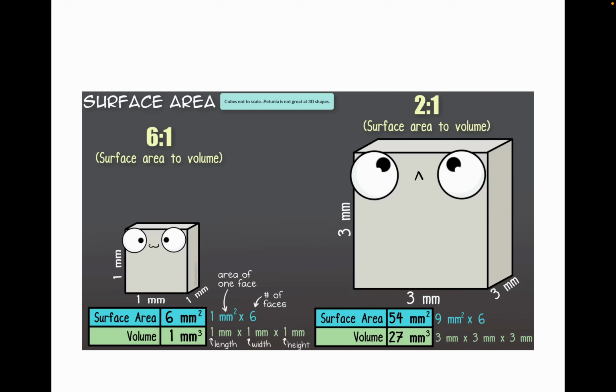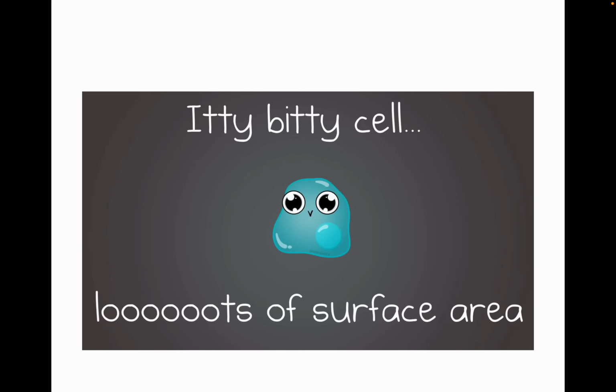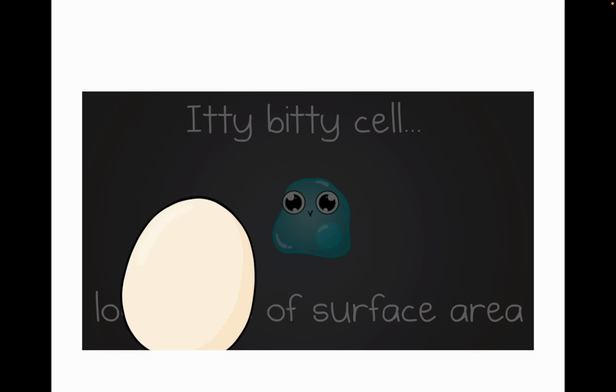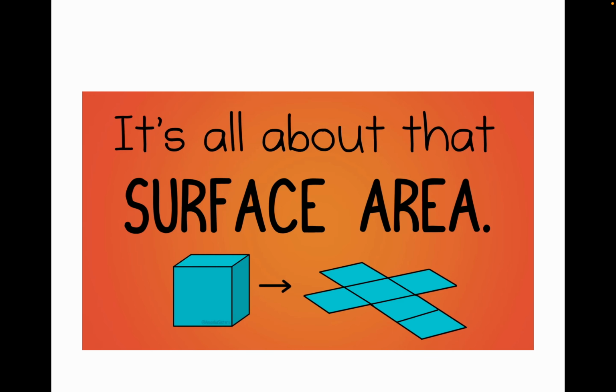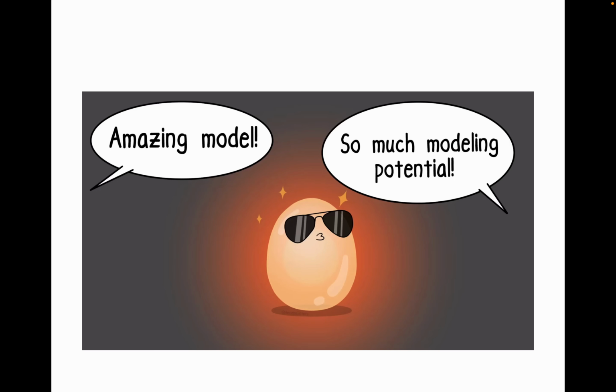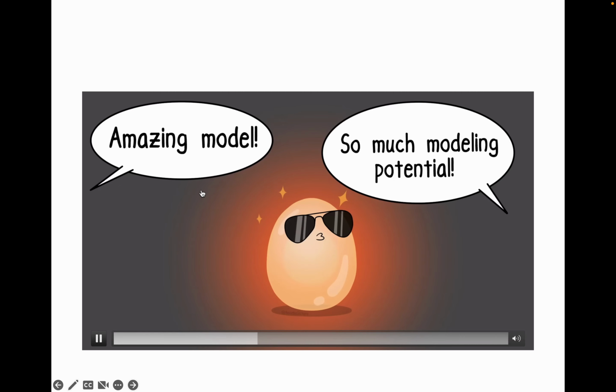Sure, the surface area is still larger than the volume in the large model, but it's only 2 times as large now, not 6 times as large. Cells are way smaller than this small model here to allow for an exceptionally large surface area to volume ratio. And a major reason why we're not going to find a cell as big as this chicken egg here. Surface area is important.